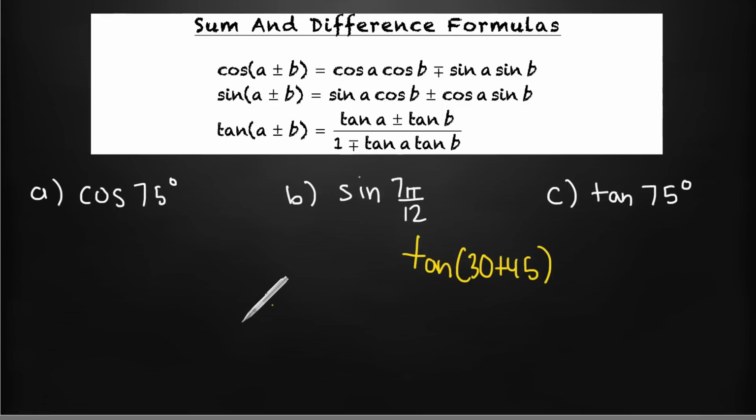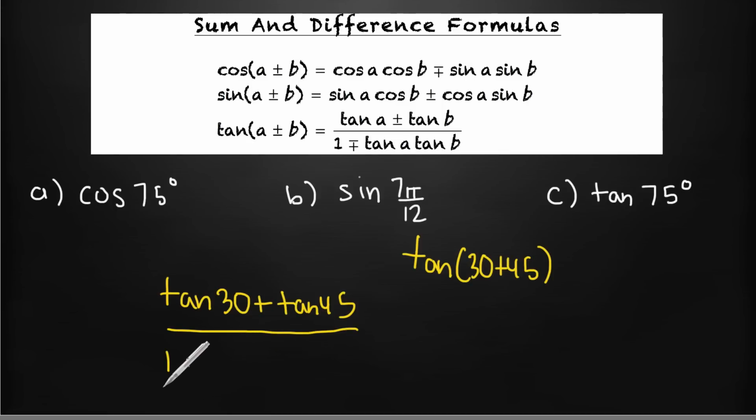So if we follow the formula, it's going to be tangent of 30 plus tangent of 45 over 1 minus, because notice we're using the top sign, 1 minus the tangent of 30 and tangent of 45.